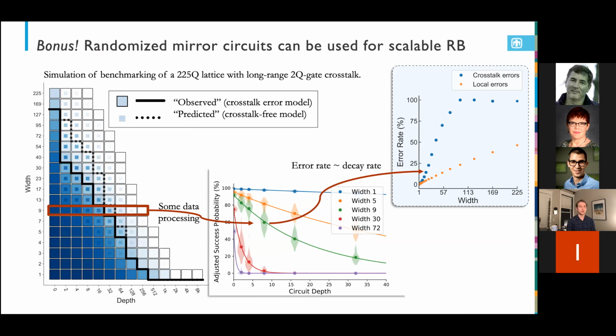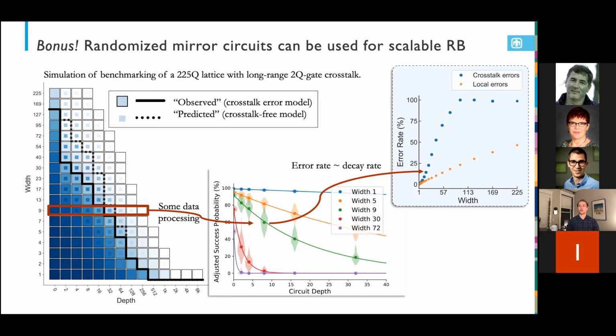And I've claimed it's scalable, so I'm just going to briefly show you a simulation of a 225 qubit lattice. We simulated this with long-range 2-qubit gate crosstalk, because this is an error model where you really do need to be running large circuits to actually be able to see it. So we simulated both with the crosstalk model and without the crosstalk model. Observed refers to the crosstalk model, and predicted is the crosstalk-free model. It's called predicted in this plot because this is what you would think is going to happen if you did local RB on each of the qubits and then predicted what would happen when you ran bigger circuits.